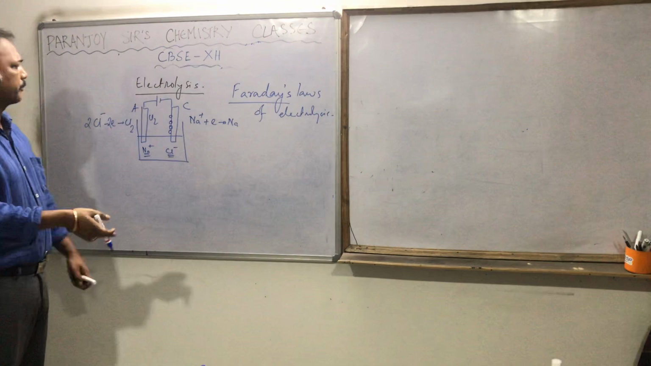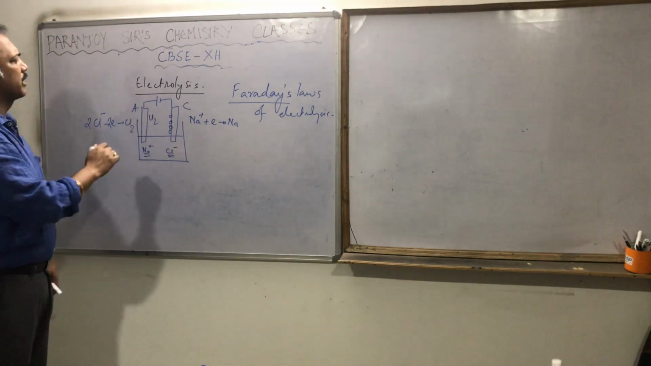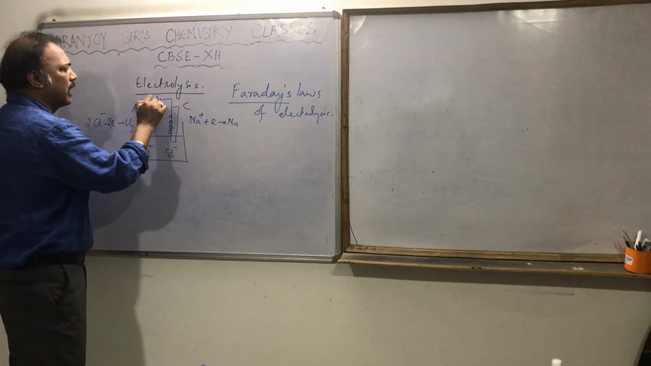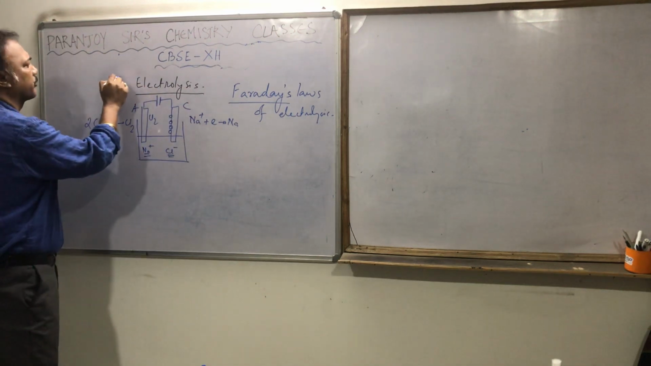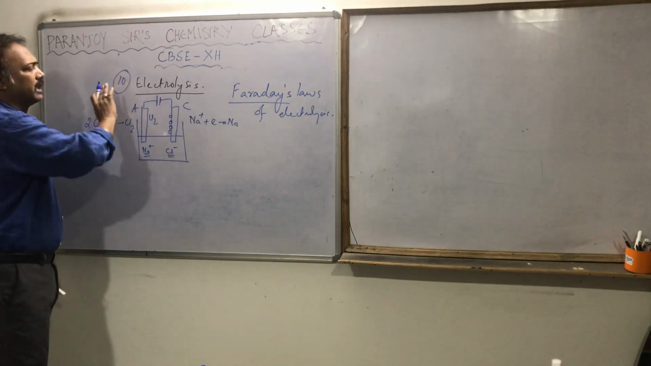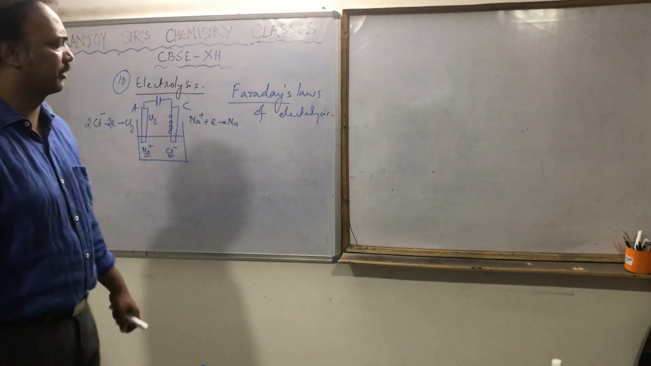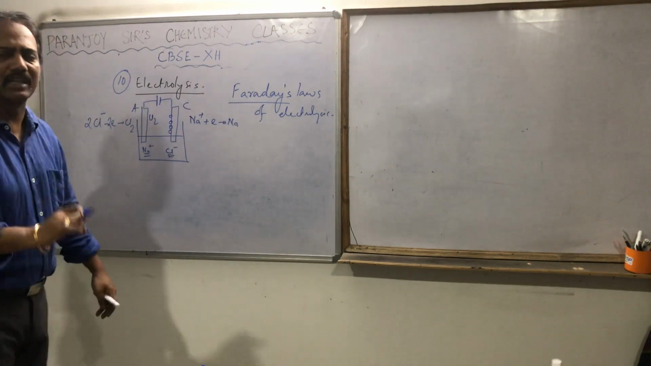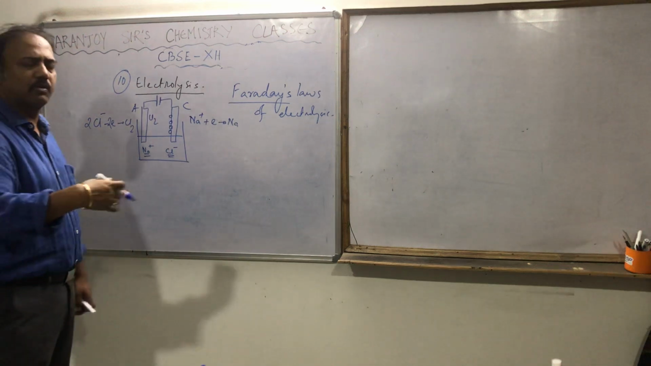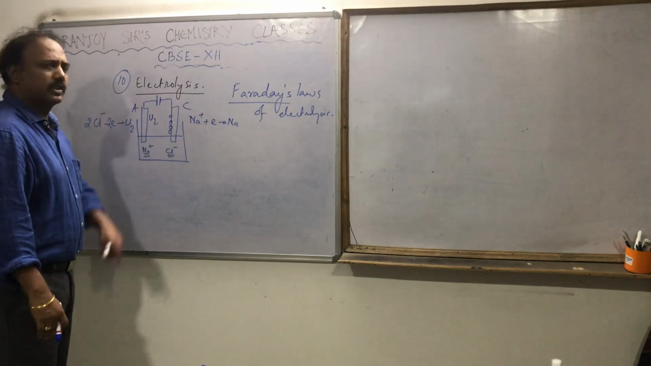Now suppose during this particular process, I passed an amount of charge, or amount of electricity, equal to, suppose, 10 coulomb. I have passed 10 coulomb of electricity, and because of that, some sodium is deposited at the cathode. Metals are all positively charged, so obviously they will be deposited at the cathode.